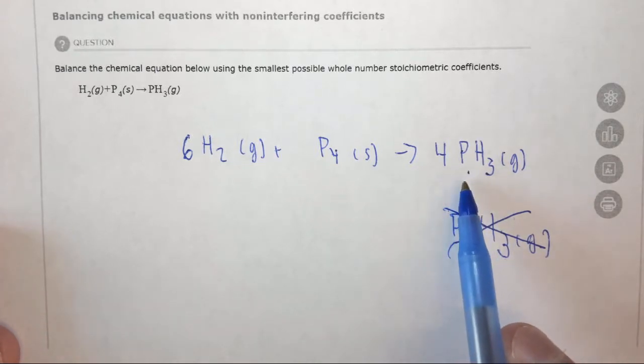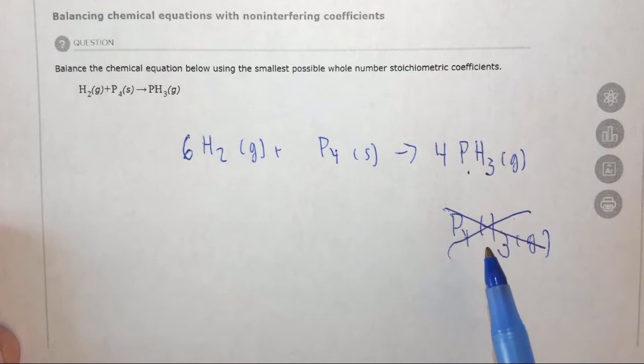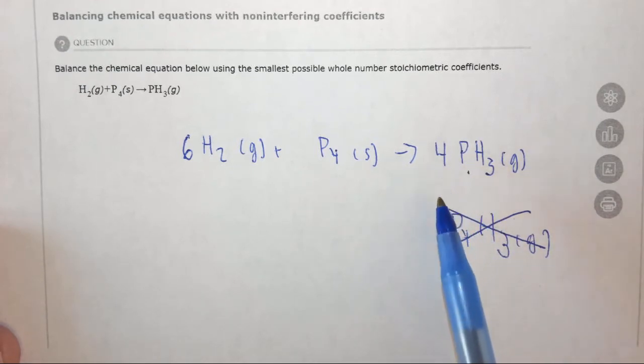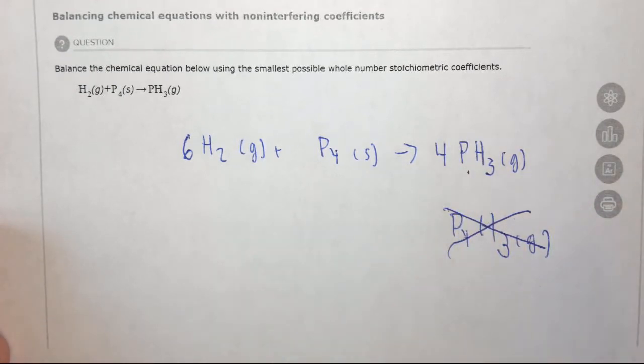But this is a guess and check methodology. In this case, it worked the first time. It doesn't always. If 4 phosphoruses were wrong, try a different number and try again.